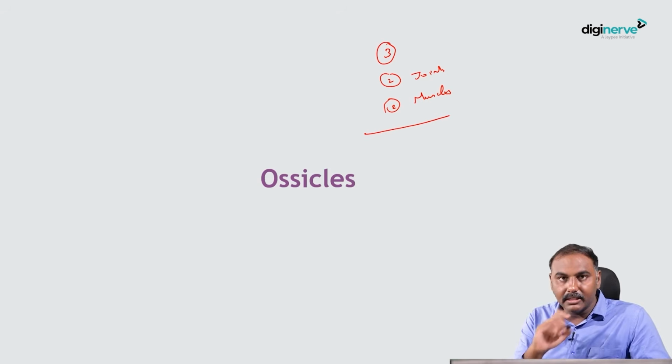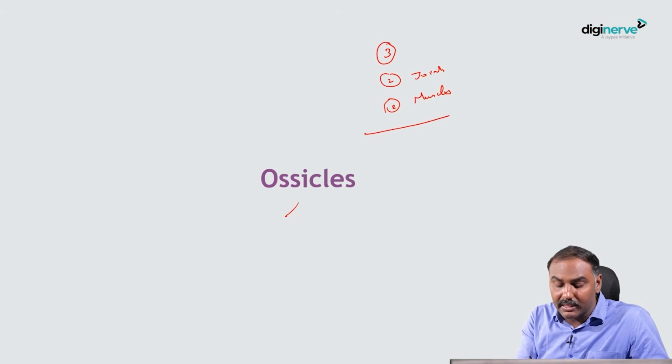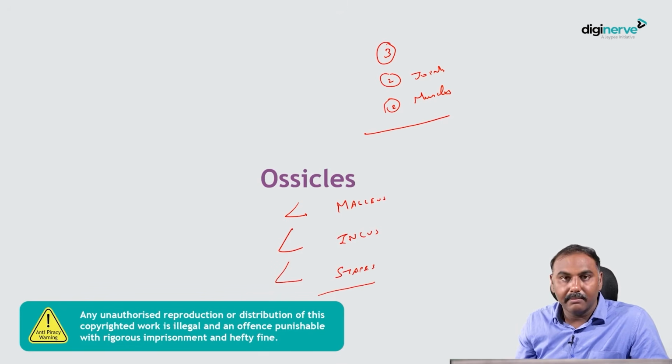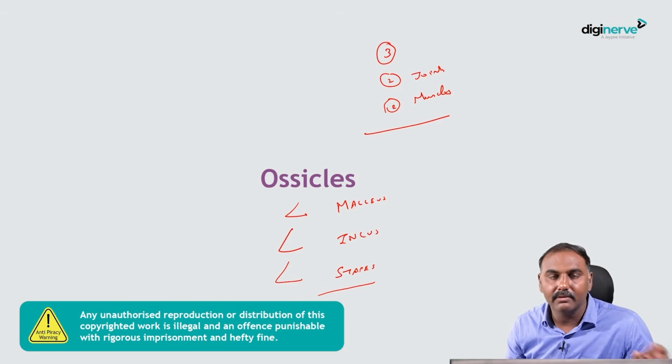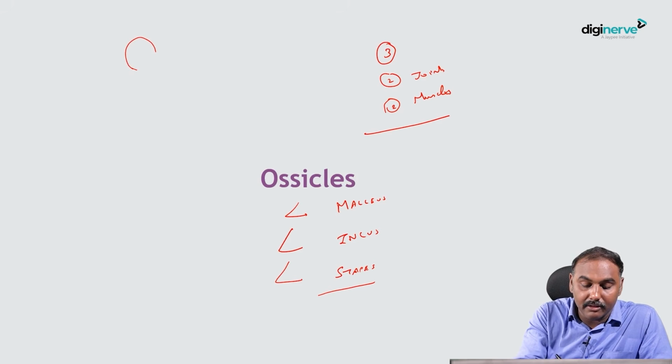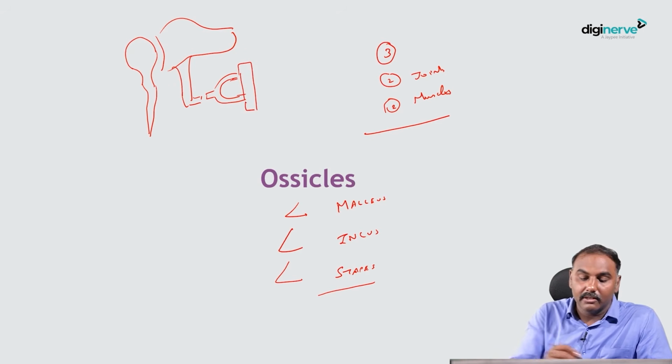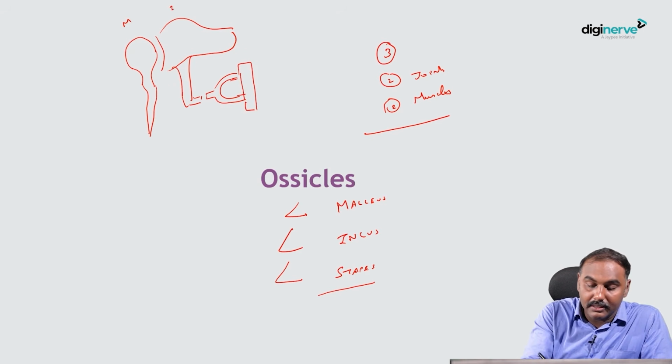So there are 3 ossicles. As we discussed from the morning, we have 3 ossicles. One is the Malleus, the other is Incus, the third one is Stapes. Malleus, Incus, Stapes. So we have 3 bones. Assume that the Malleus will be like this. This is the Malleus, this will be the Incus, and this will be the Stapes.